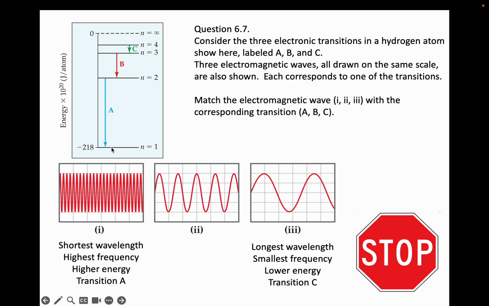Transition A has the highest energy. It's the largest energy difference between energy levels. And C here would be the smallest energy. That's how I'm matching them up.